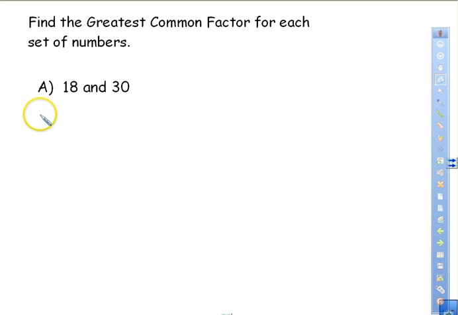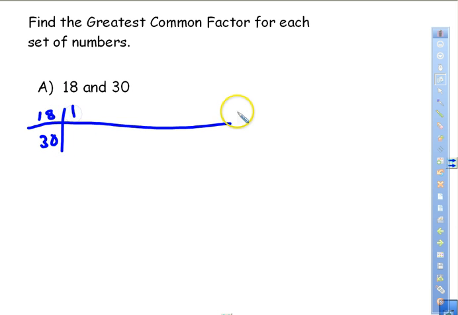Well, I'll do the first way, which was listing our factors. So we have 1 times 18. Then we have 2 times 9 gives me 18. Then I try 3, and 3 goes into 18 6 times. Then I try 4. 4 doesn't go into 18 equally. And then 5, and 5 doesn't go into 18 equally. Then 6, we already have a 6, so we're done.